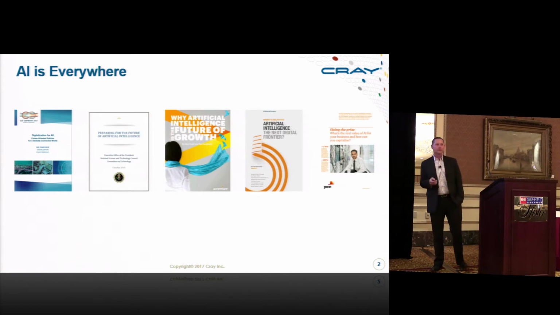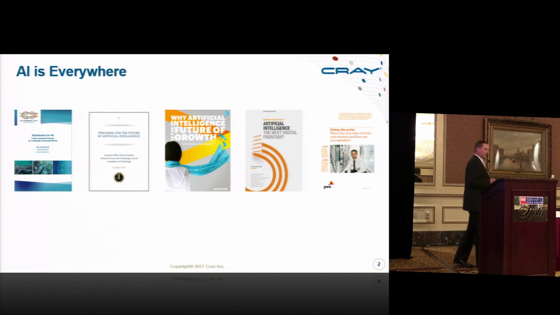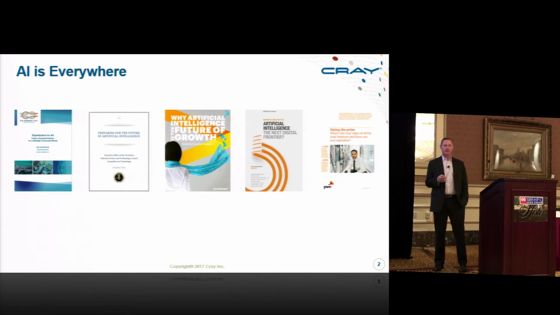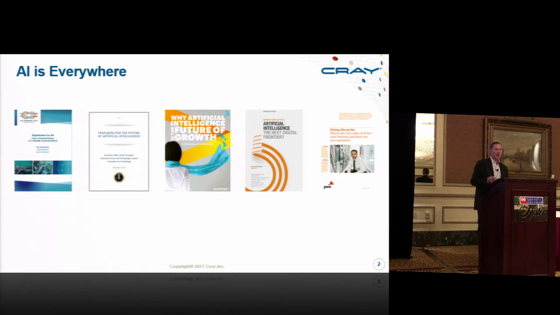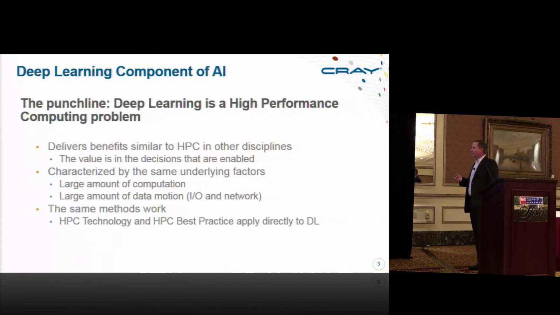It's a term that's being used rather ubiquitously now, similar to cloud computing and big data, those big terms that describe lots of different things. In some of the previous presentations, we've started to peel that apart and understand what comprises AI. As we move forward, a lot of our focus has been around the deep learning component of AI. The punchline is that it is a high-performance computing problem. I don't know that anybody would necessarily disagree with that.